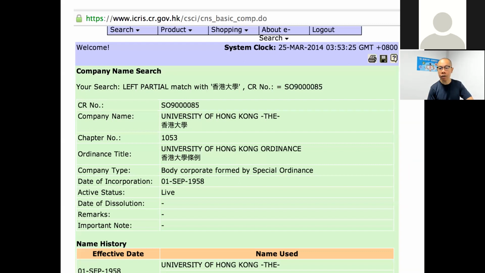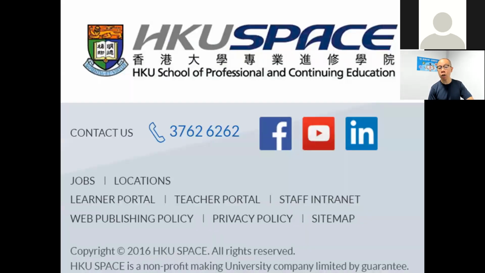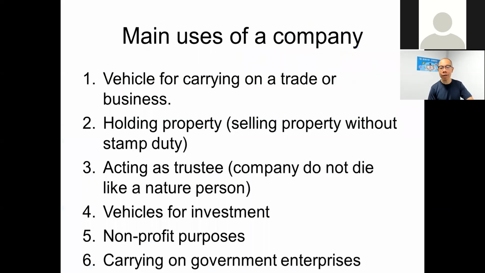You can see here, if you do a search on the government registry, 公司註冊處, you can find out Hong Kong U is a company. Hong Kong U Space is also a company. We are a non-profit company limited by guarantee. So there are many kinds of companies. People use companies for business. People use a company to buy property. People use a company for investment, for non-profit purposes, and even to carry on government businesses. All right, so there are many kinds of companies and they're very versatile.